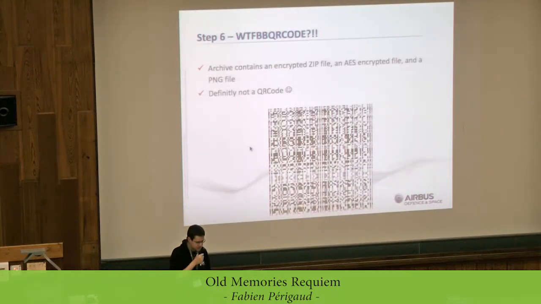Step 6 is what the fuck barbecue code, which resumes the challenge. We are given an archive containing an encrypted zip file, an AES encrypted file, and a PNG file. This is the PNG file, and it's definitely not a QR code.